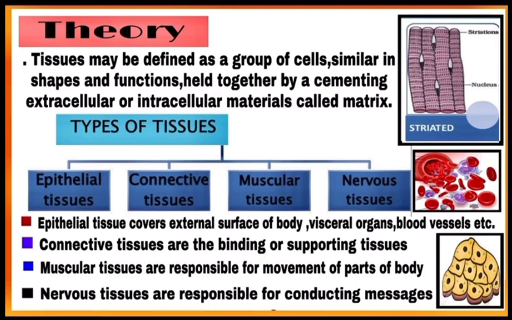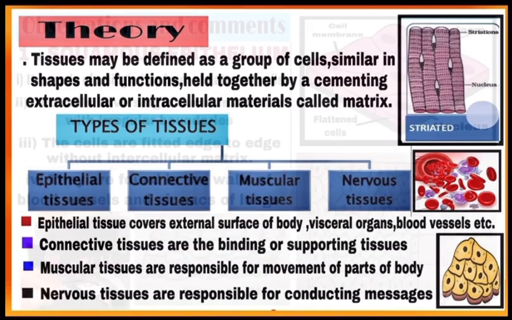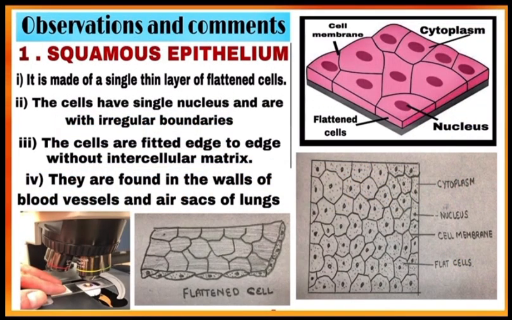What are epithelial tissues? Epithelial tissues cover the external surface of the body, visceral organs and blood vessels, etc. Connective tissues are the binding or supporting tissue. Muscular tissues are responsible for movement of the body parts and nervous tissues are responsible for conducting messages. Let us now observe and comment upon animal tissues.